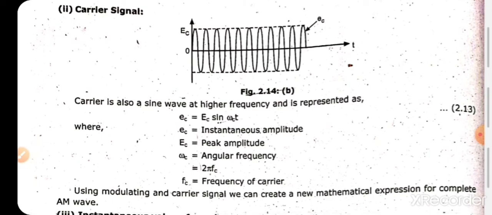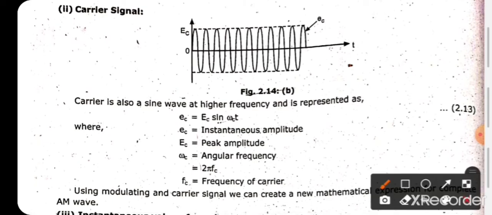Now come to the carrier signal. We have already discussed in the previous section what a carrier signal is. Basically it is a high frequency signal which is used to carry the information signal or modulating signal. The carrier signal is also taken as a sine wave. Here ec is the instantaneous value, or instantaneous amplitude, of the carrier signal, and capital Ec is the peak amplitude of the carrier signal.